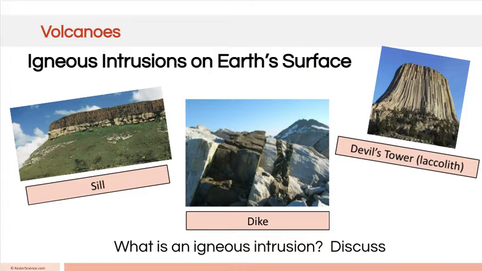Here are some pictures of igneous intrusions on the Earth's surface. We have a sill. We have a dike here. You can kind of see it very well. And we have Devil's Tower. That one should sound familiar to you. So be ready to discuss what an igneous intrusion is. If you have questions, please write them down so that we are able to talk about them in class tomorrow.